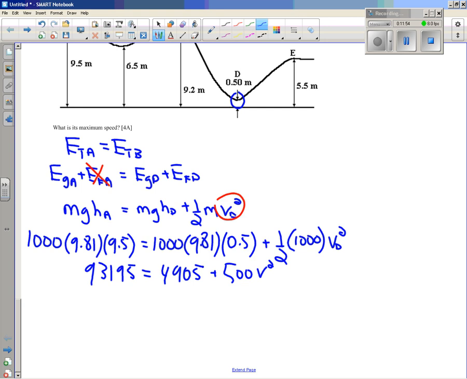Now you've just got to do some of the more complicated algebra you have to do in this course. We've got to move that 4,905 over there and subtract it from 93,195. I'm going to do that right now. It gives me 88,290 when I take 93,195 minus 4,905 equals 500 times v squared.